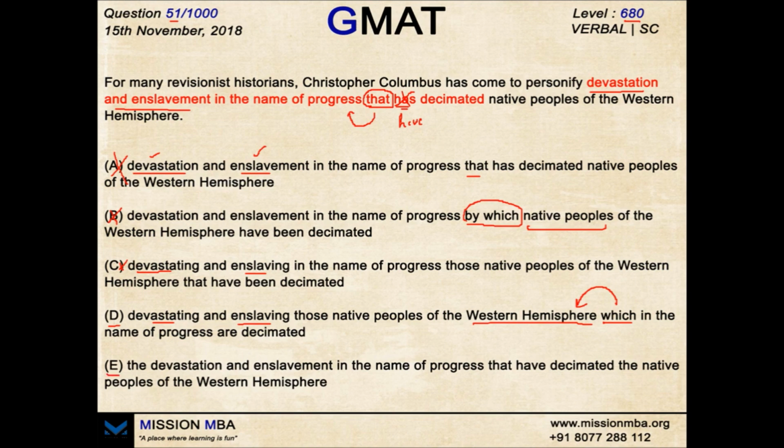Alright. Option E: the devastation and enslavement in the name of progress that have. The only error in option A, or the given sentence, was this "has", which has been rectified by the usage of the word "have" as it was plural. So there was a subject-verb agreement issue, but that was hidden very beautifully by the usage of "that". Whenever you see "that", simply ask yourself which noun this "that" is used for. Here it is not used for progress, it is used for devastation and enslavement, which is plural.